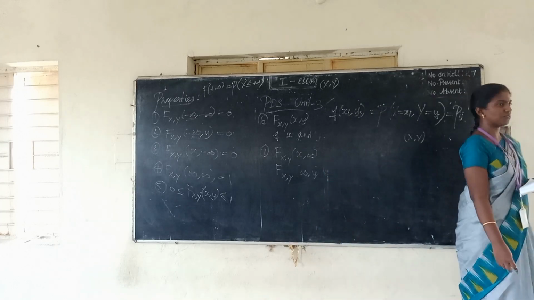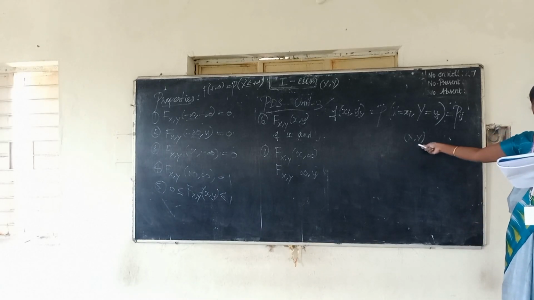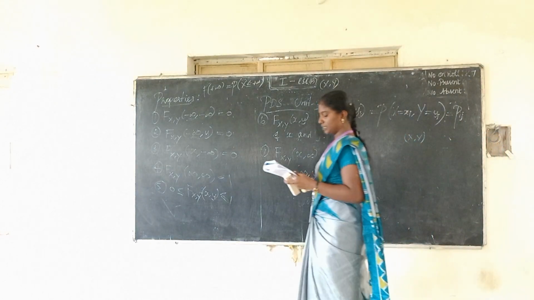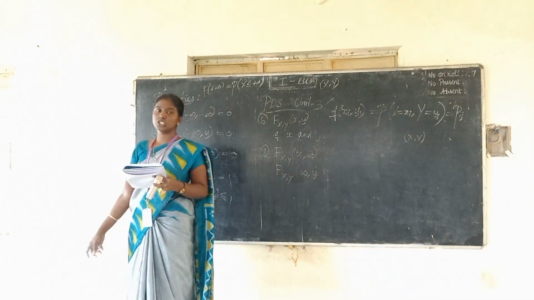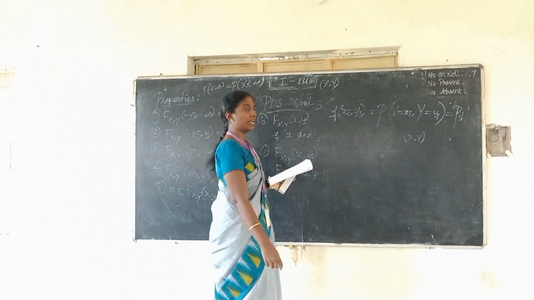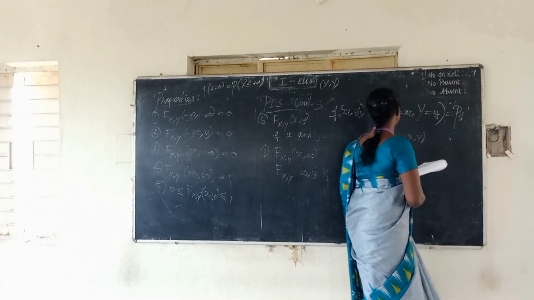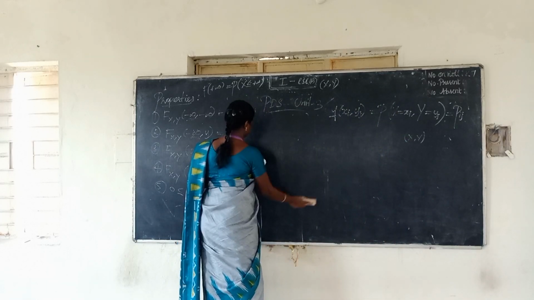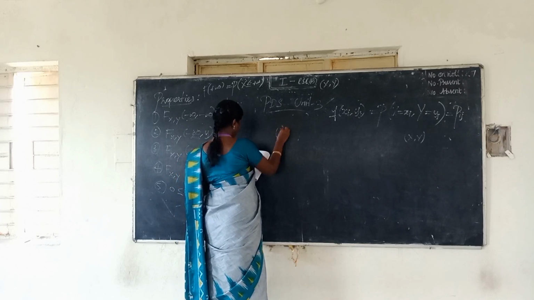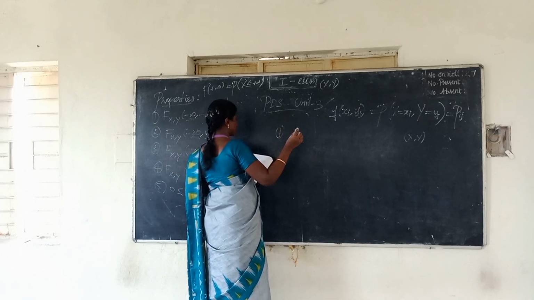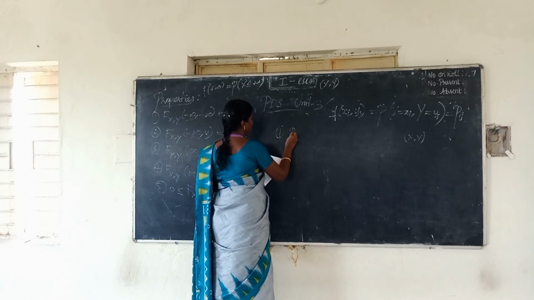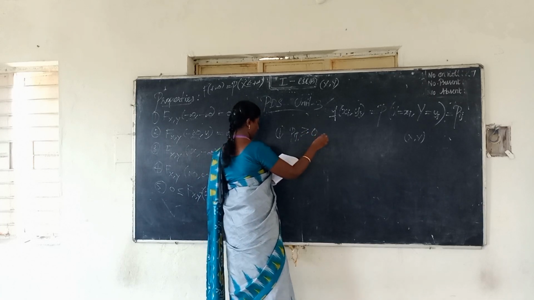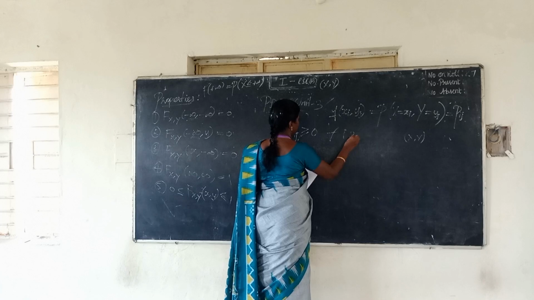Joint probability mass function of (X, Y), provided the following conditions are satisfied. First point, provided the following conditions are satisfied, then write down this mark. Pij greater than or equal to 0 for all i and j.